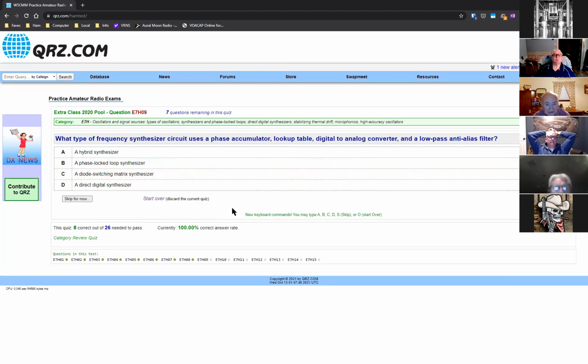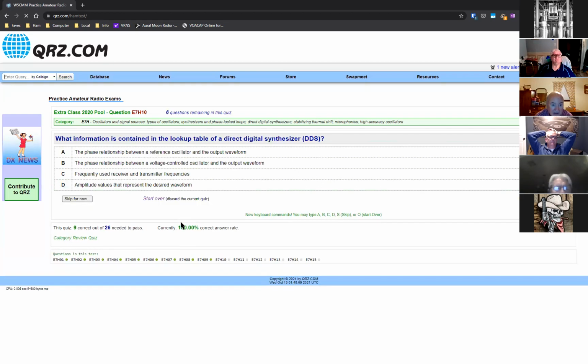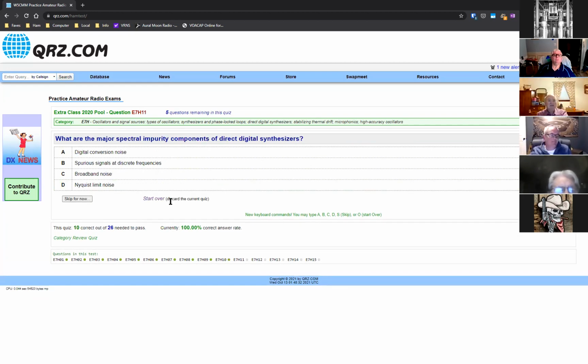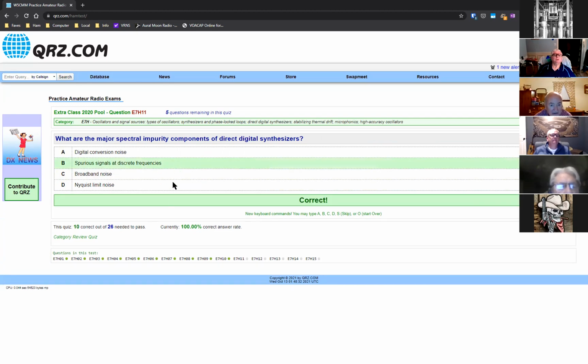What type of frequency synthesizer circuit uses a phase accumulator, lookup table, digital to analog converter, and a low pass anti-alias filter? It's going to be B. D, delta. It would be direct digital synthesizer. What information is contained in the lookup table of the direct digital synthesizer? D. Amplitude value. Yeah. What are the major spectral impurity components of a direct digital synthesizer? B, yeah. Yeah, Bravo.